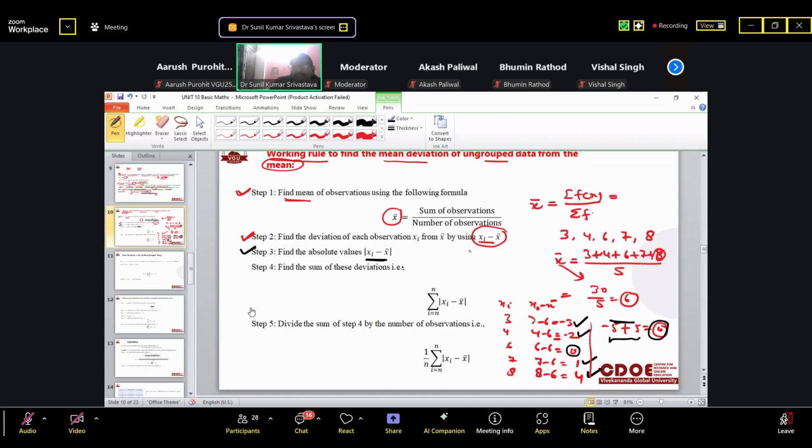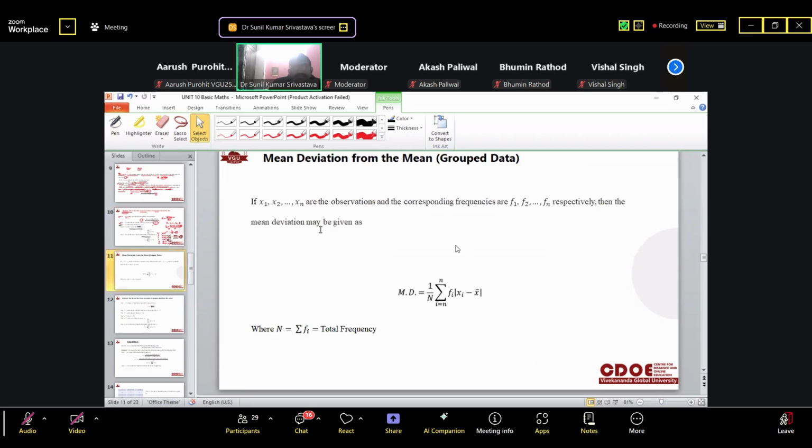Now all should be positive. Then find the sum of the deviations of all of these and divide the sum by the total number of observations: 1 by n, sum of the absolute value of x i minus x bar, for i equal to 1 to n. You can get the mean deviation of the given data set.